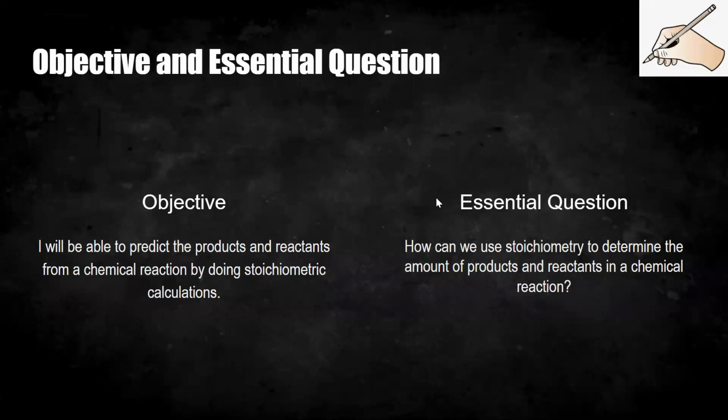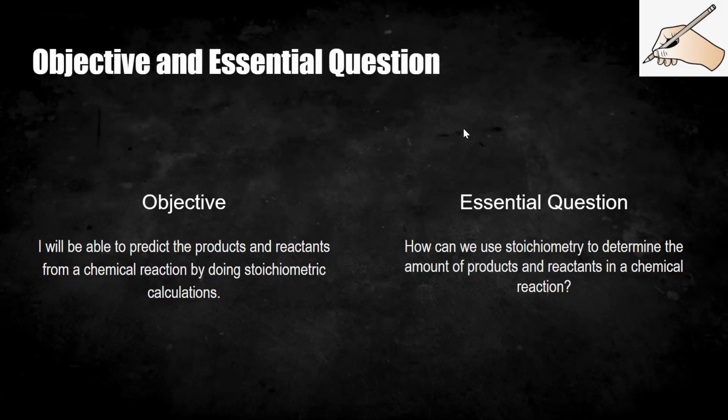So our objective and essential question are to be able to predict the products and reactants from a chemical reaction by doing stoichiometric calculations. And the essential question you all should try to answer at the end of your notes when you write your summary is, how can we use stoichiometry to determine the amount of products and reactants in a chemical reaction?